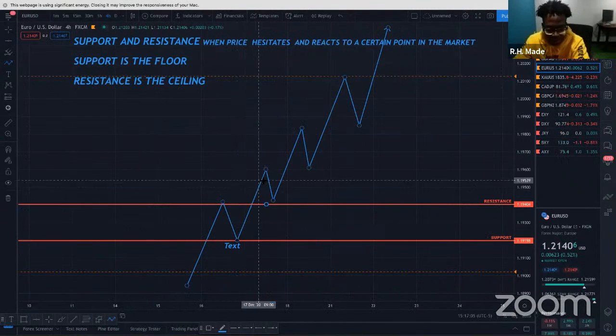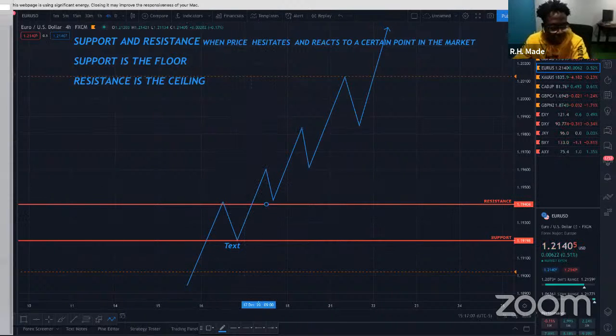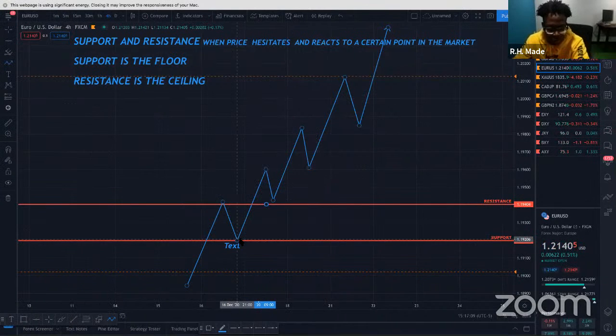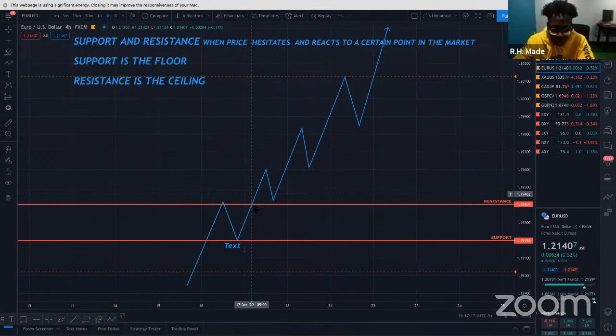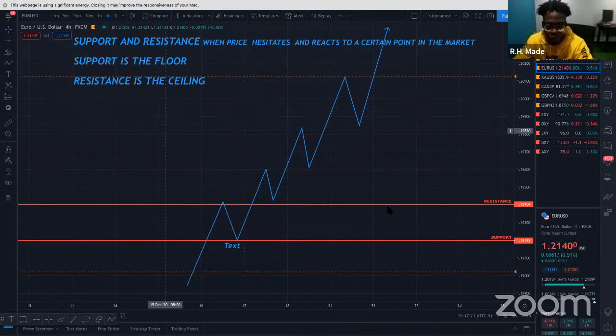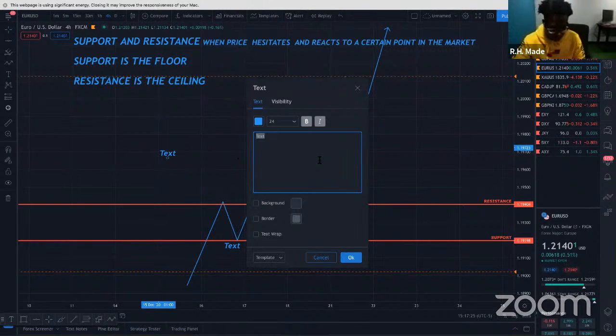Once it bounces up, it could either react again, come up again and react, go back down, or like you see on an uptrend, it just goes straight through it. So if a resistance is broken, it can turn into a new support. So that's another note to take. Resistance.